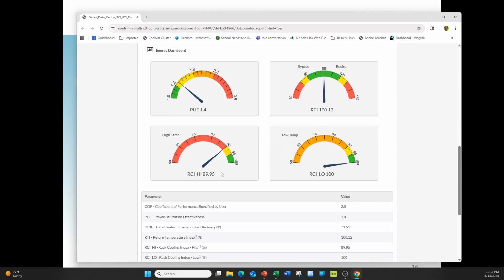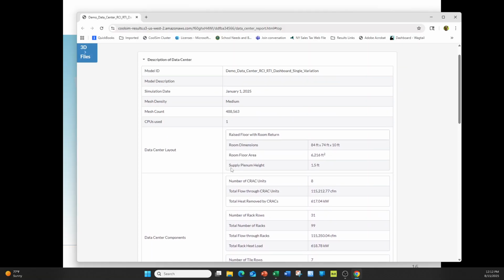But you can also see that we're seeing some hot spots here. RCI, which is the rack cooling index, is 89. That's getting into the red zone. That's a problem. We don't want any problems with hot spots. This is the low end of the range. This is below ASHRAE spec. But we've got some issues with hot spots in the room. Let's go have a look at where they are and why.